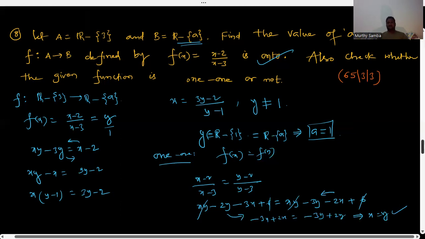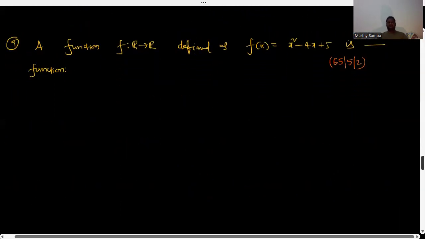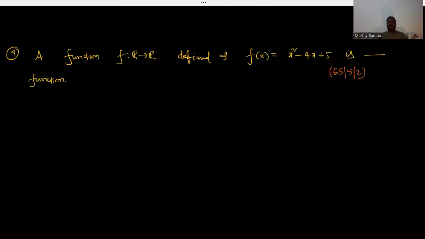And coming to the next problem, see ninth one. A function f from R to R defined by f of x equal to x square minus 4x plus 5 is dash function.